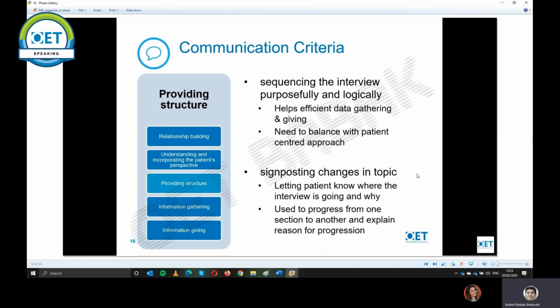Or if I say, okay, let me ask you some more questions. Is that okay? Or I need to ask you some more questions. Is that okay? So this is signposting. You're explaining to the patient that what I'm going to do next is to ask more questions or to examine you. After you examine the patient, okay, let me talk to you about my opinion.